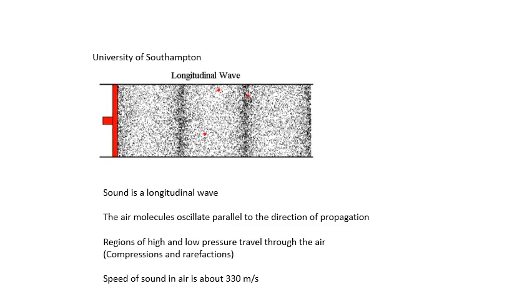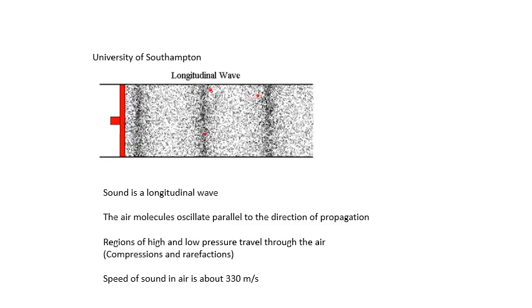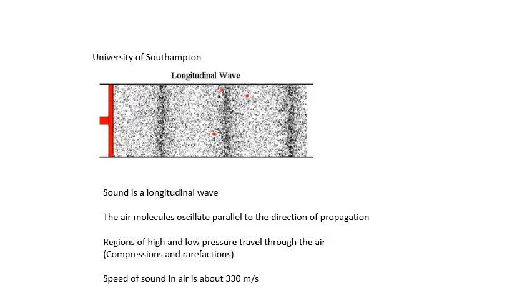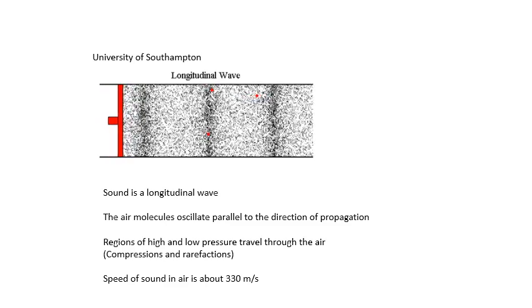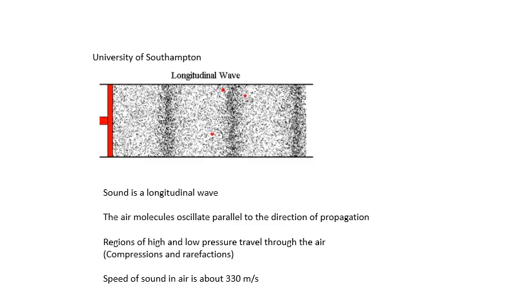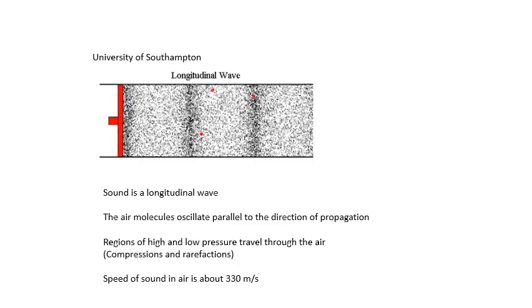Compressions and rarefactions. The speed of sound in air is about 330 meters per second. Depends on temperature and humidity and one or two things. It's about 330.